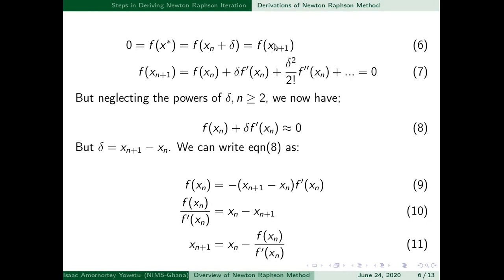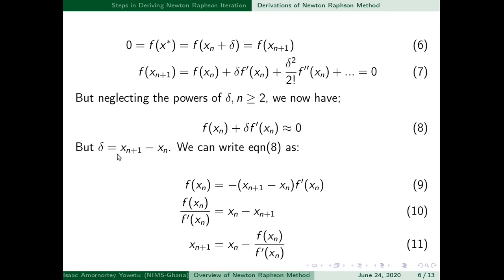If this one is also the root for the function, then we can apply our Taylor series expansion. This one gives rise to the whole of this. So to get the Newton-Raphson method, we ignore all the terms from here. We ignore all the terms which gives rise to these two terms, the function f of x n plus delta times its derivative at x n is approximately equal to zero.